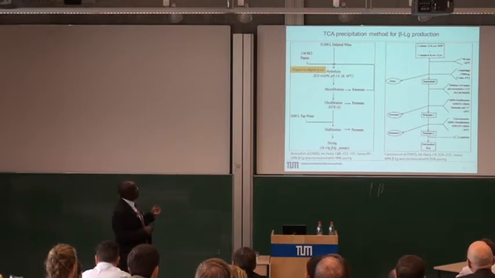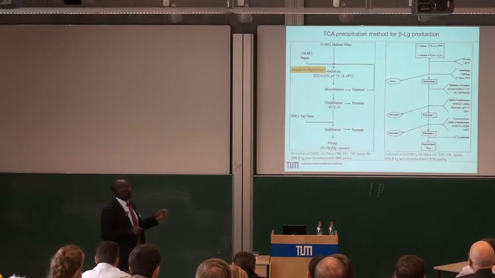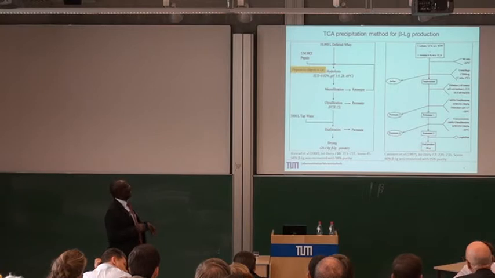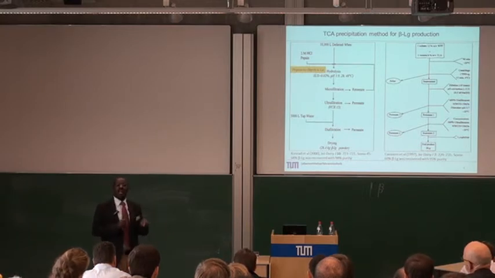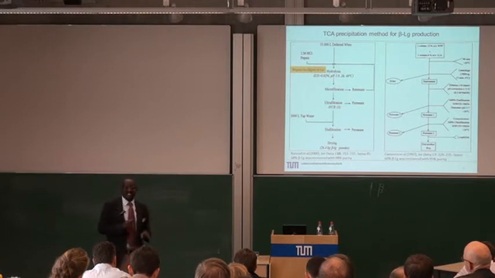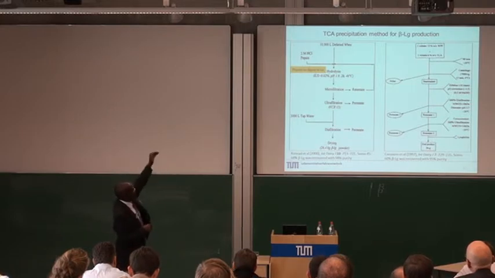These people used about 3% TCA, precipitated the other proteins, got beta-lactoglobulin, and then they introduced pepsin. Pepsin digests alpha-lactalbumin, but beta-lactoglobulin is resistant. It's not digested by pepsin. So what they did here on the left, you can see they added pepsin.